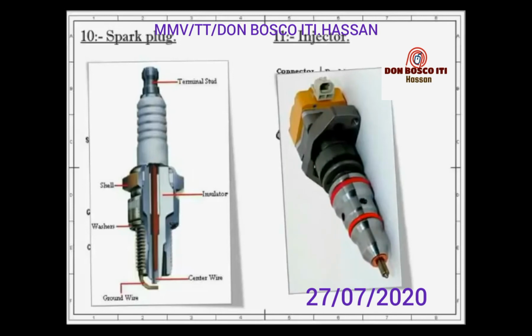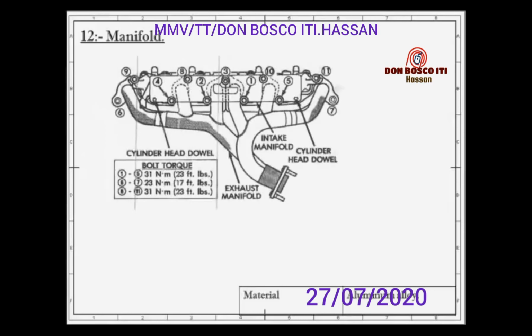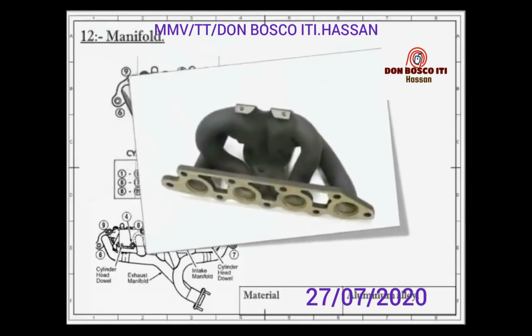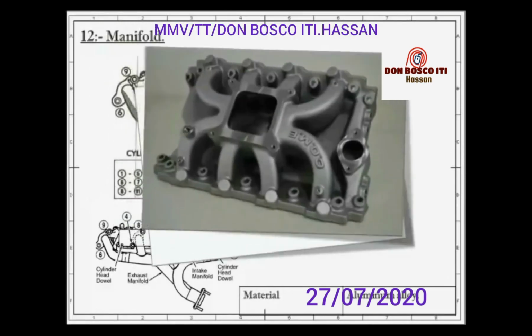Next is the manifold. The main function of the manifold is to supply the air-fuel mixture and collect the exhaust gases equally from all cylinders. In an internal combustion engine, two manifolds are used, one for intake and the other for exhaust. They are usually made of aluminum alloy.